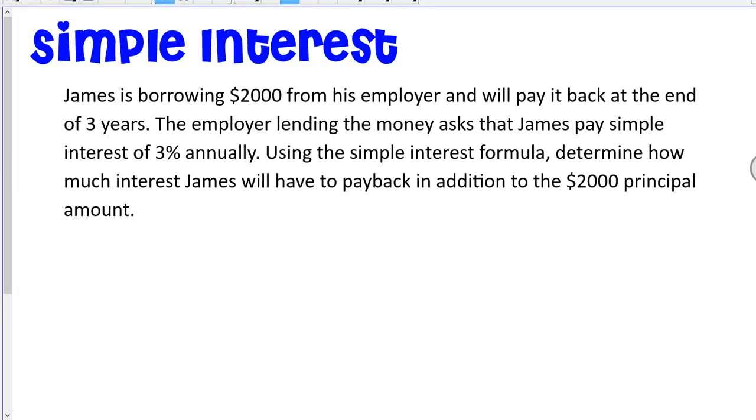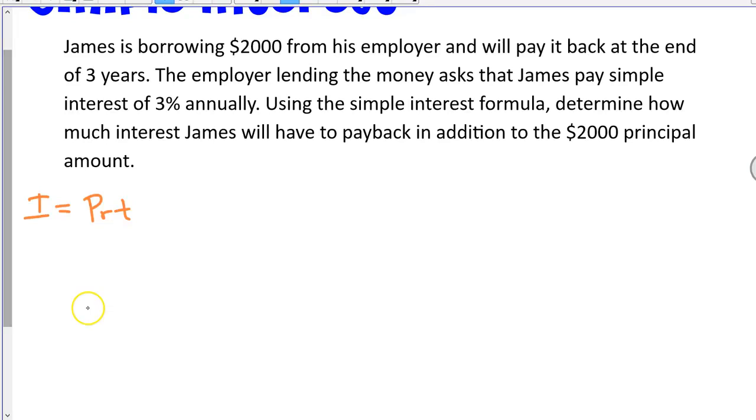The first example is a simple interest problem, and I will specify so that you know which formula. Since it is simple, we're going to use I equals PRT. We just need to pick out all those different values from the problem. P is our principal, the starting amount, which is $2,000. R is your interest rate, so right here, interest of 3%. I'm going to change that to 0.03.